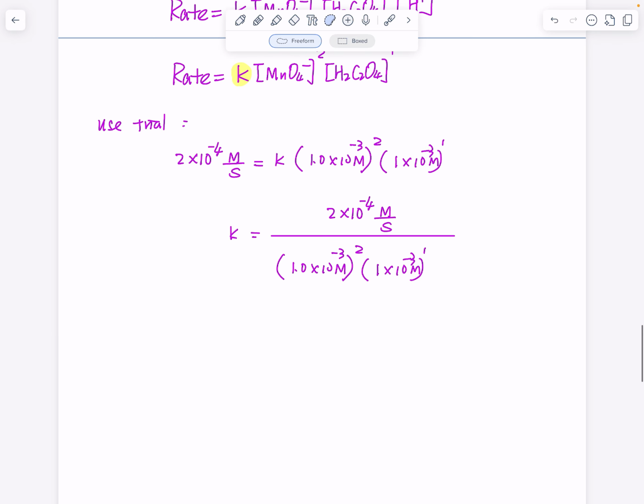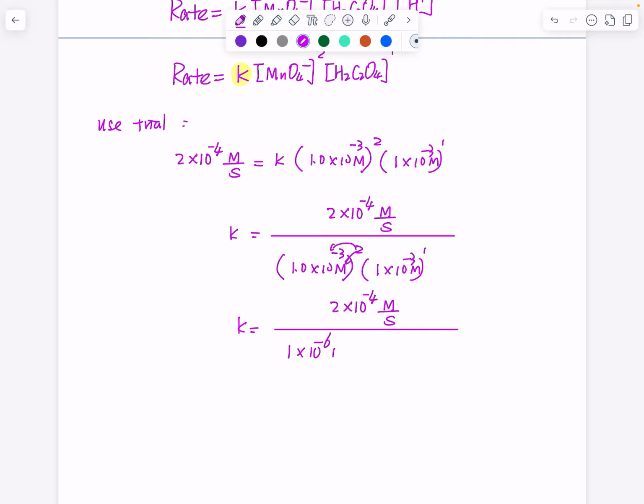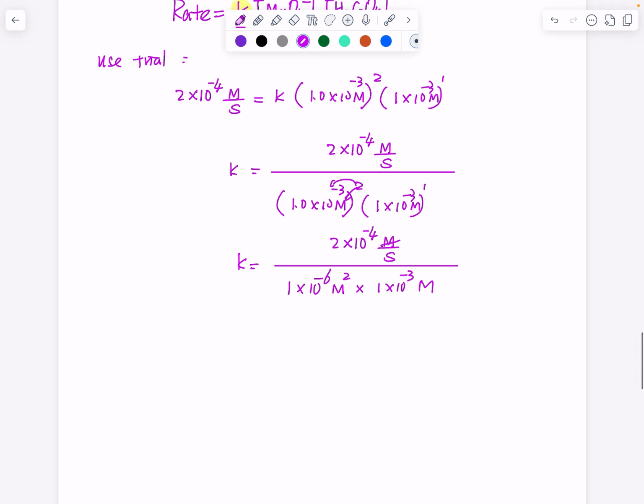I also want to solve it real quick just so we see. The numerator is good. It's easy. Denominator, the 2 needs to distribute to the number and exponent, so that will be 1 times 10 to the power negative 6 molar squared, multiply 1 times 10 to the power negative 3 molar. Right? Now you see this cancels out.